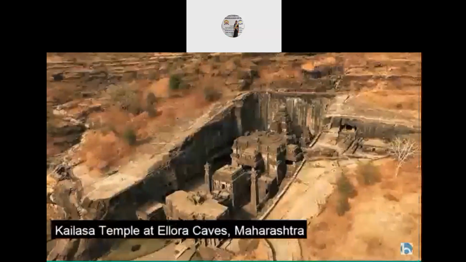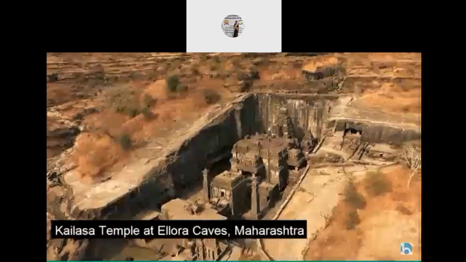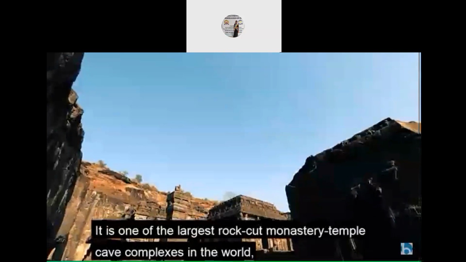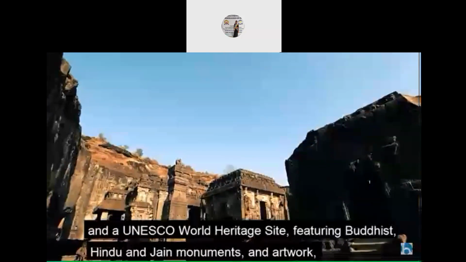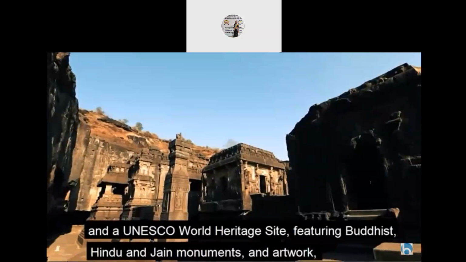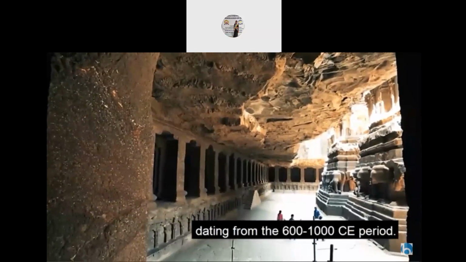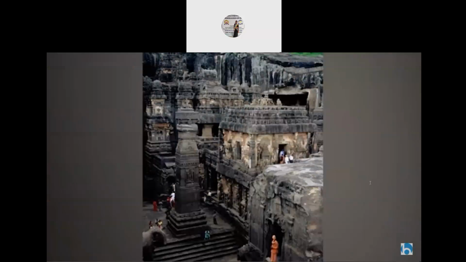Number 5. Kailasa Temple at Ellora Caves, Maharashtra. It is one of the largest rock-cut monastery temple cave complexes in the world, and a UNESCO World Heritage Site featuring Buddhist, Hindu and Jain monuments and artwork dating from the 600 to 1000 CE period.